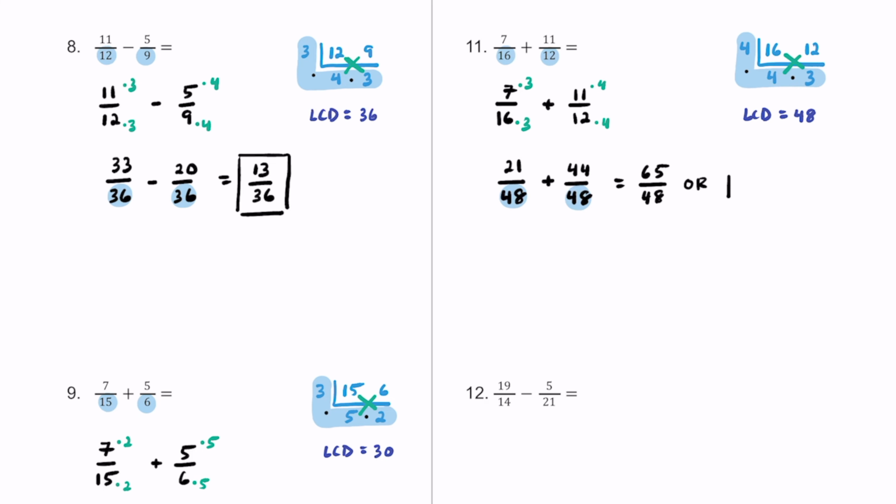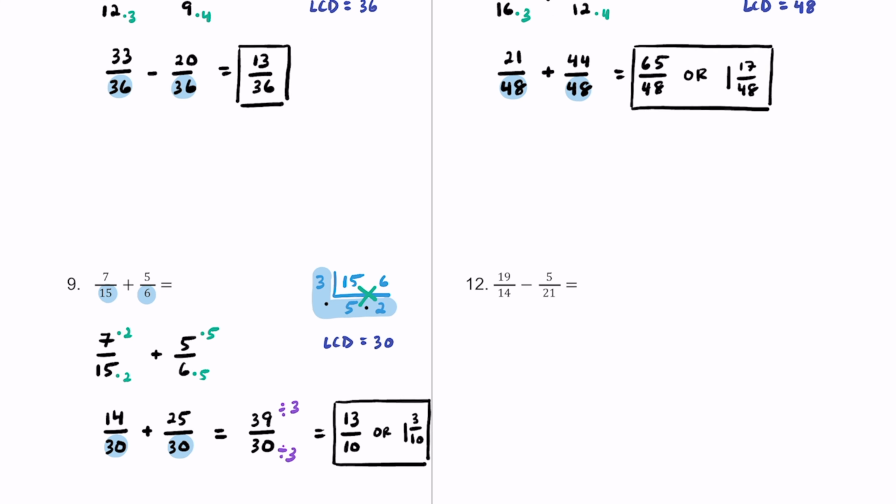It's going to go in one time, with how much left over? I think it's going to be 17. So it's 17 over 48. Either one of these answers is technically the correct value, so you would be fine either way, especially since this is not a word problem.